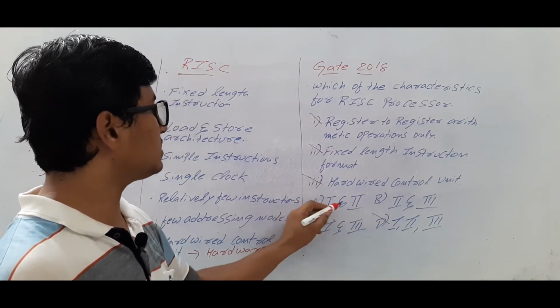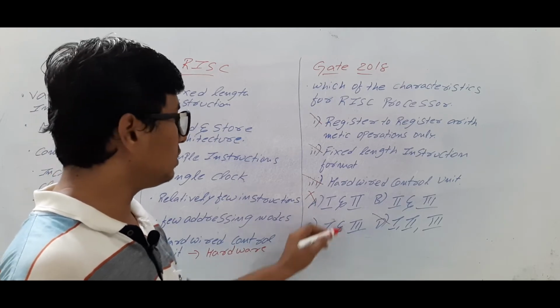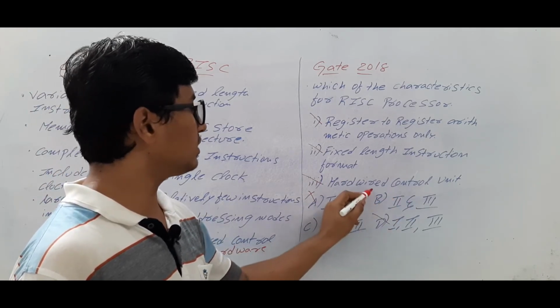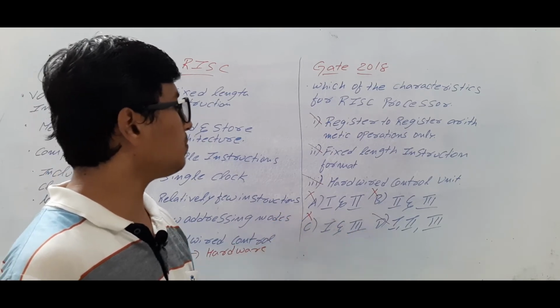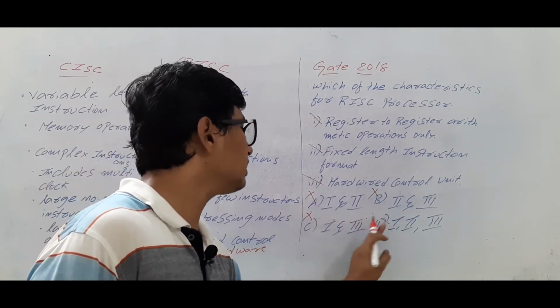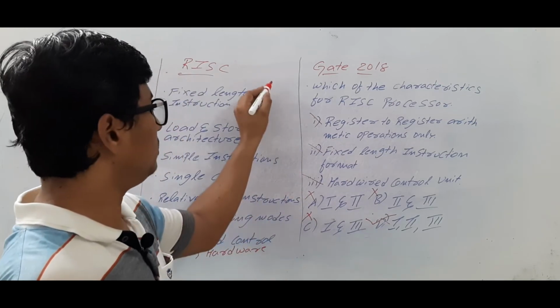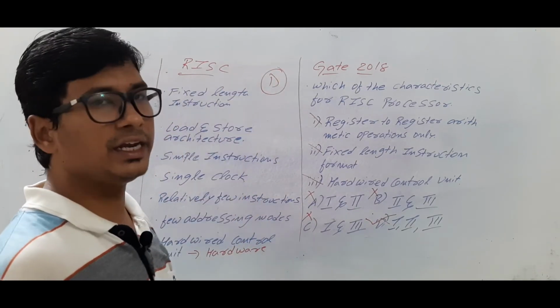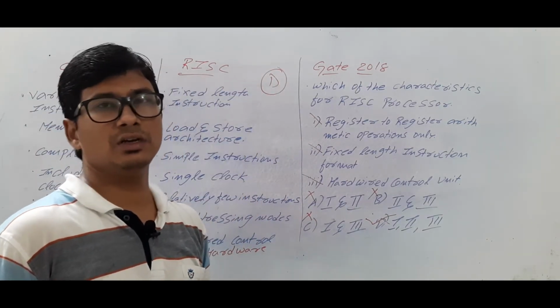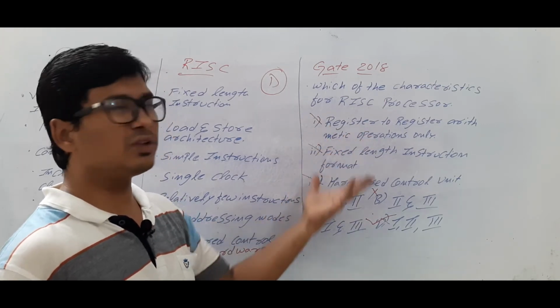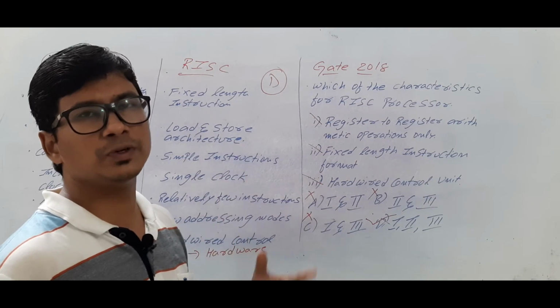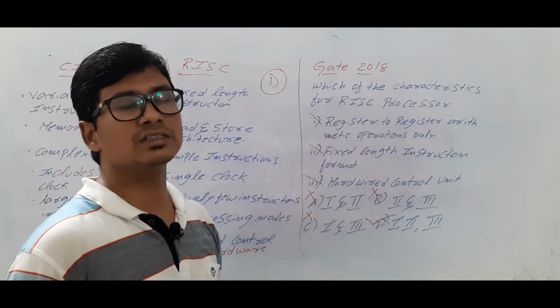Option A is saying 1 and 2, it is wrong. Option B is saying 2 and 3, it is also wrong. Option C is saying 1 and 2 only. Whereas option D is saying all of the above. So option D is the right answer for this question. I hope you have understood how I solved this question. This is a very simple question. If you know the difference between RISC and CISC, you can easily answer this question.